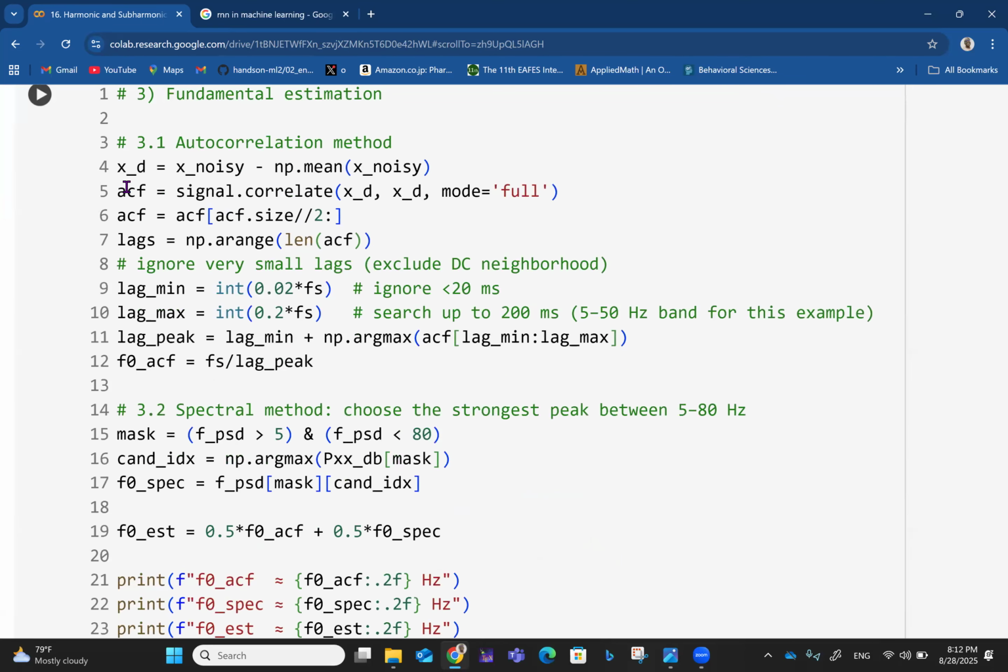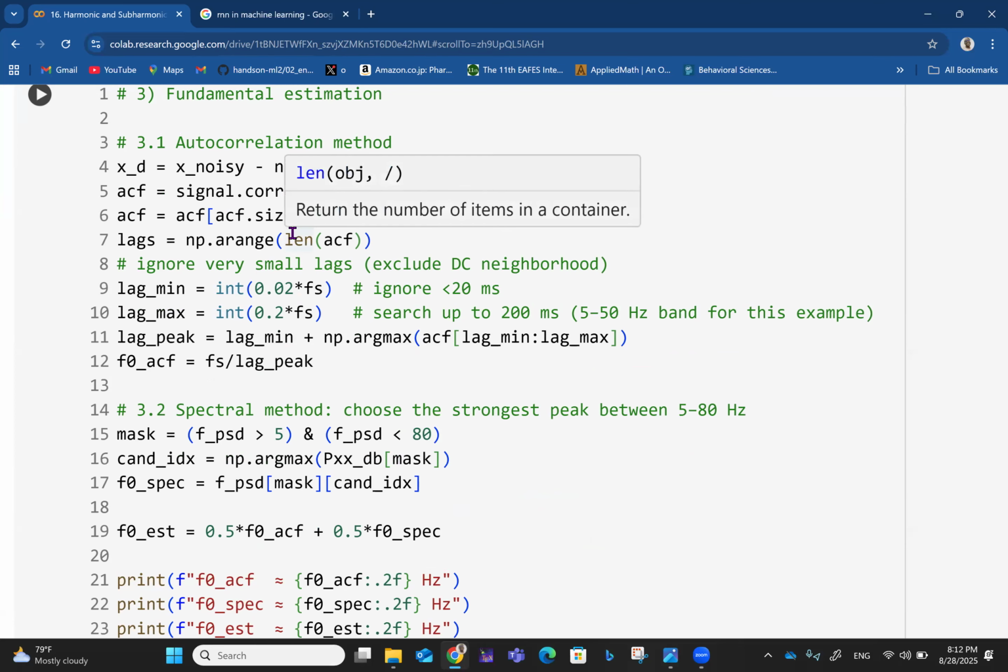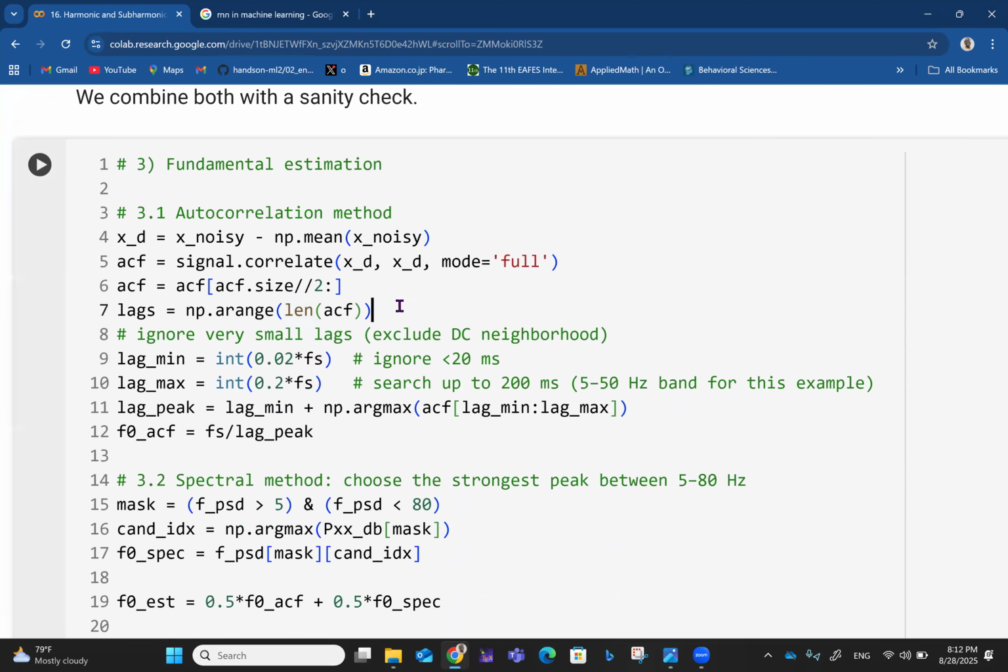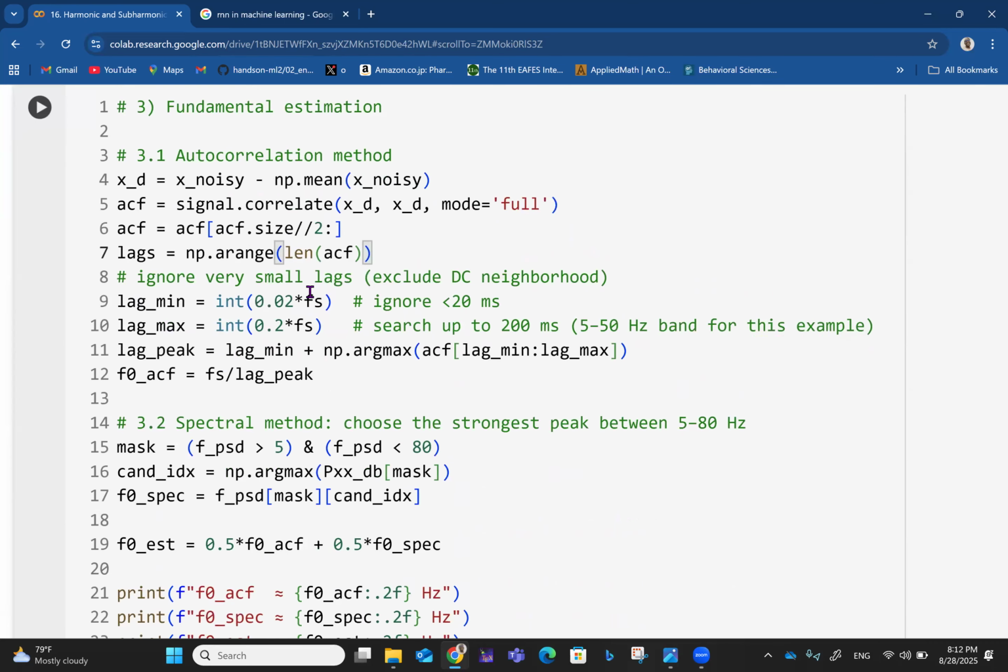So for the autocorrelation part, you have x sub d equals x noisy minus the mean of the noise. All right, that's some kind of clean. So removing the DC is removing the average of the noise, right? And then you have ACF, that's the autocorrelation function for sure, right? Since we're talking about autocorrelation, you have ACF, signal correlates x_d mode full, then you have ACF again, giving you that. Then you have the lags, that's the length of the ACF.